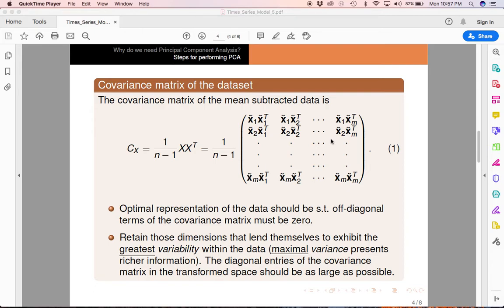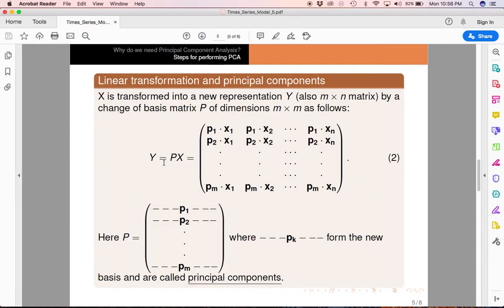Further, we need to retain those dimensions that present us with the greatest variability, which means the diagonal entries of the covariance matrix of the data in the appropriate space should be such that these entries are very large. Large variability means a lot of information. So that's what we are aiming for. And to achieve that, we need to transform the data into an appropriate space.